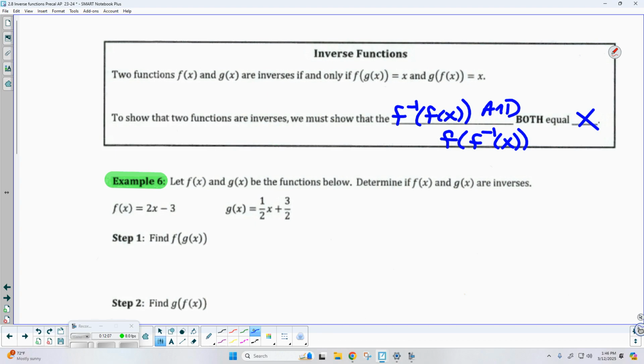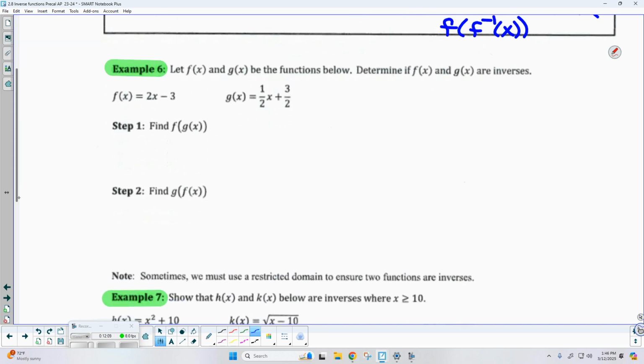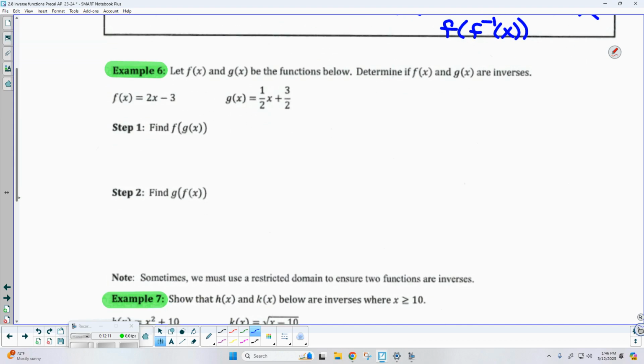Well, let's look at an example. Example 6. So f and g are functions given to us. Determine if they're inverses. Now, step 1, it says find f of g of x. Now, they're not giving me a numerical value. Does anybody remember, we looked at this a couple days ago, if they just give me x, how do I actually do this? I'm going to put the whole function into the other. Now, because g is the inside, I'm going to go ahead and take 1/2 x plus 3/2. That's what I'm going to substitute in.